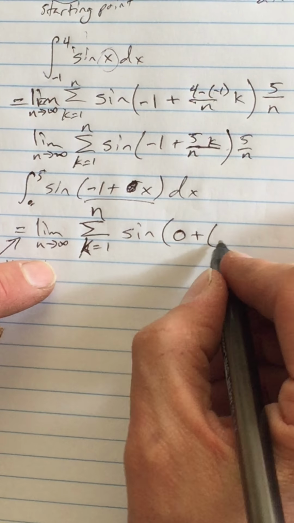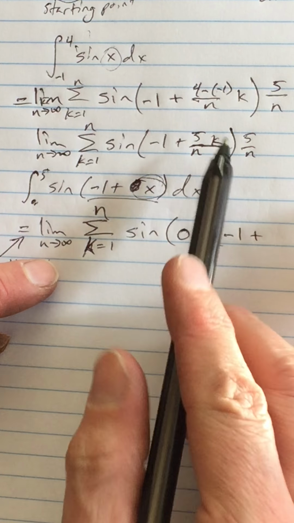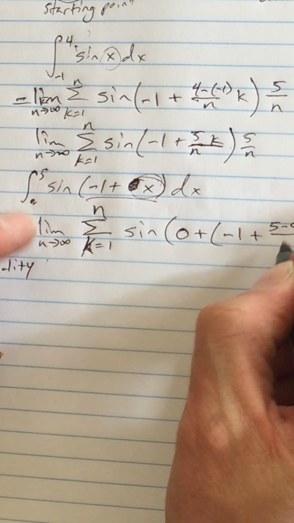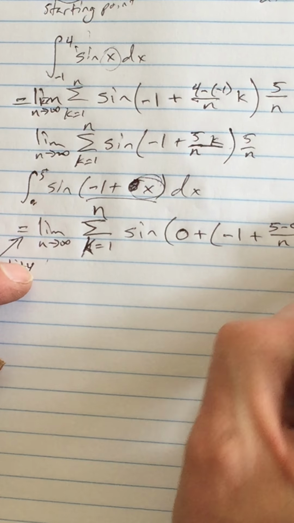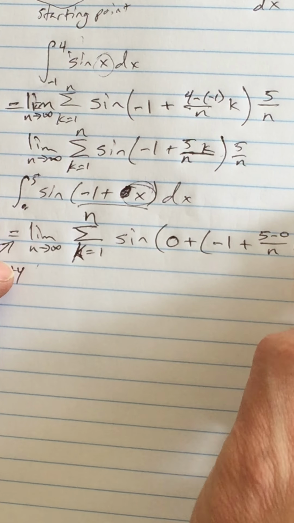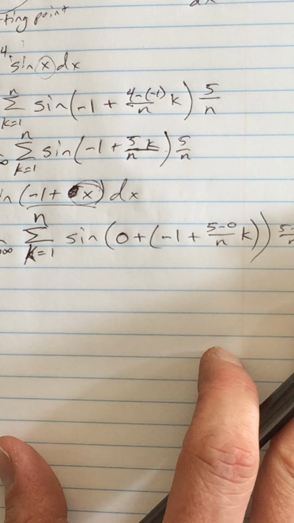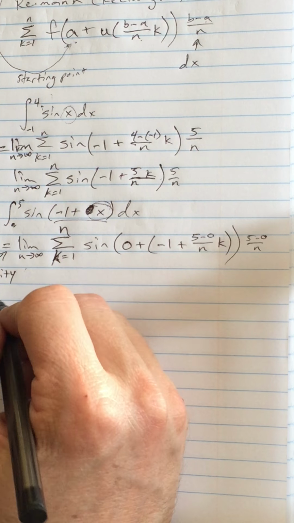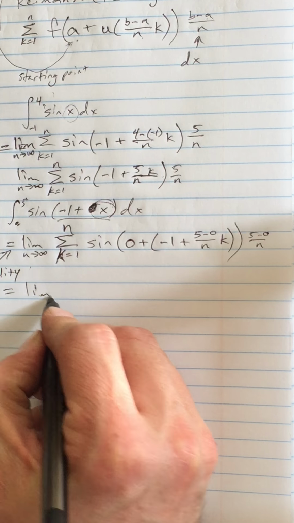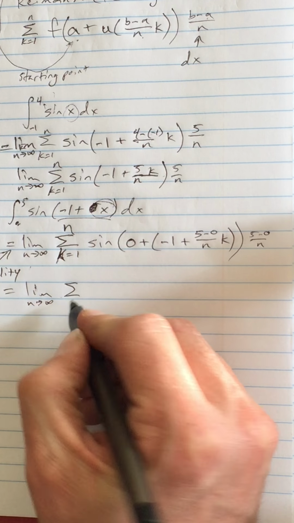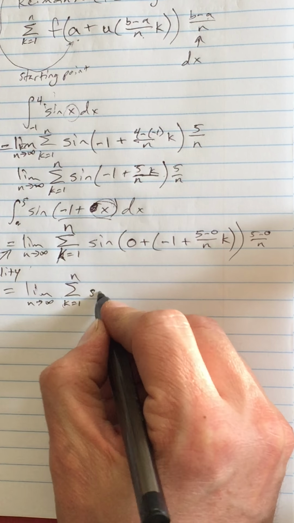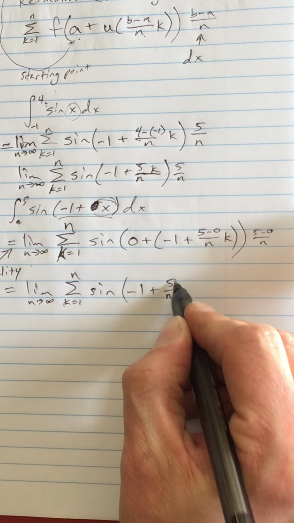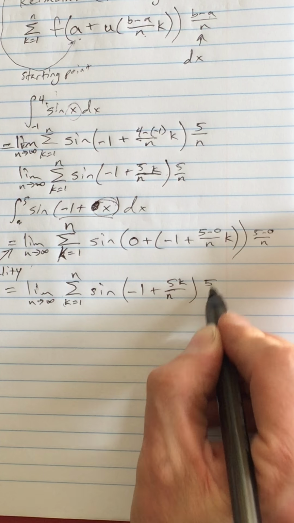And so then this is going to be -1 plus that x. And now that x, again, we're going to replace with the b minus a, in this case 5 minus 0 over n times k. And then on the outside, we also have that 5 minus 0 over n. So now we can clean that up. The limit as n approaches infinity of sigma from k equals 1 to n of sine 0 plus -1 is just -1. 5 minus 0 is 5 over n, and then we could throw that k up there on top, and then we have 5 over n.